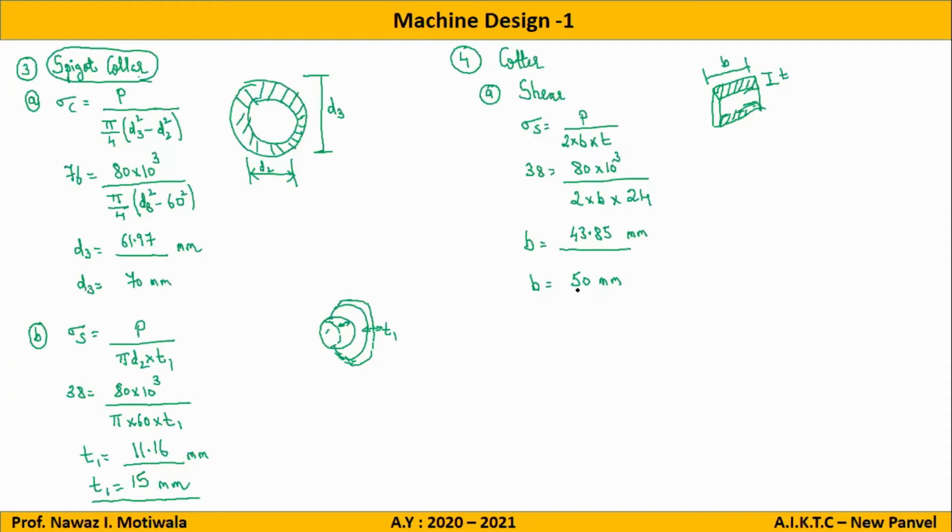Now what is the next criteria for cotter? Bending. Bending. And should we do it now? No.